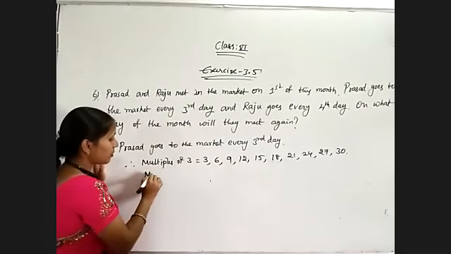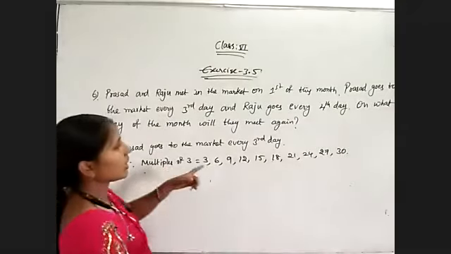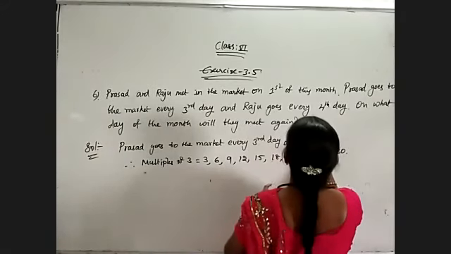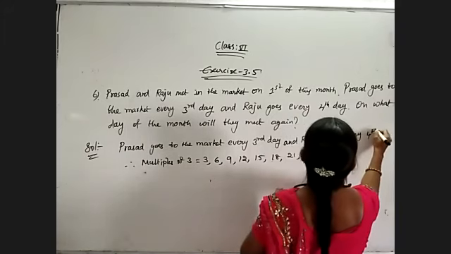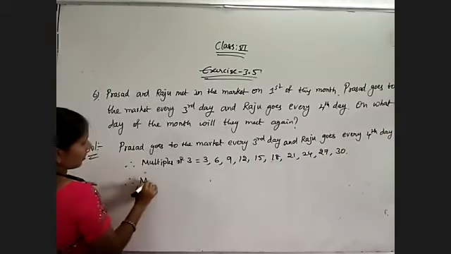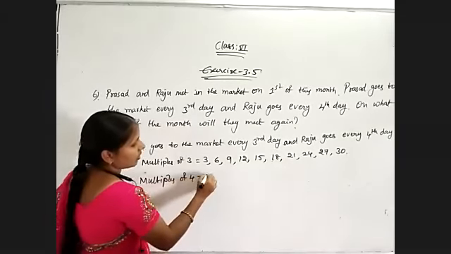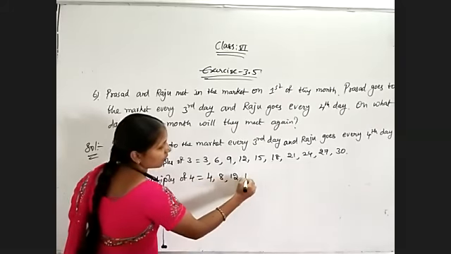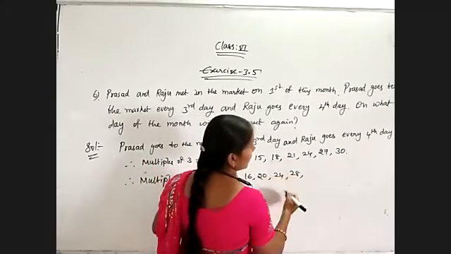Now, Prasad goes to the market every third day and Raju goes every fourth day. Therefore, multiples of 4 also write down. Multiples of 4: 4 ones are 4, 4 twos are 8, 4 threes are 12, 4 fours are 16, 20, 24, 28 and 32 we will get.